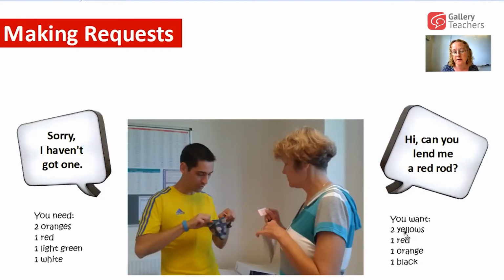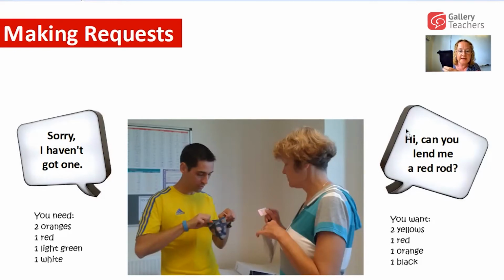So this one has that she wants 2 yellows, a red, an orange, and a black. And this guy's going to say he needs 2 oranges, a red, a light green, and a white. And what they need to do is they need to walk around the classroom asking and answering. Now, how you do that is you make sure that each student has got a different combination. So if I take a little bag, I could put in this bag 2 oranges. I've got a brown. Let's see what else I can find. I've got a blue and a white.